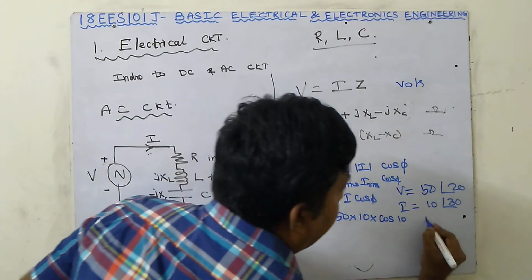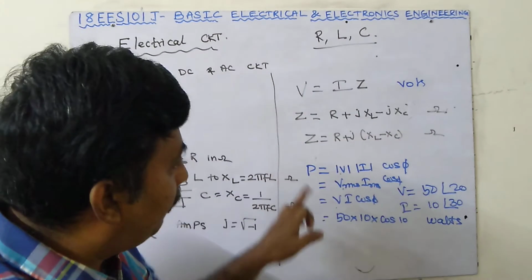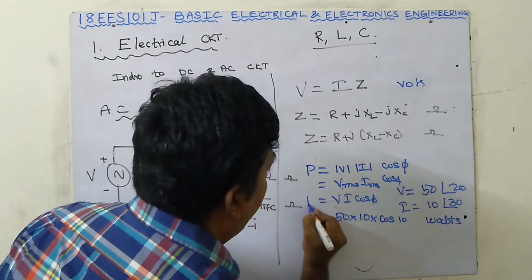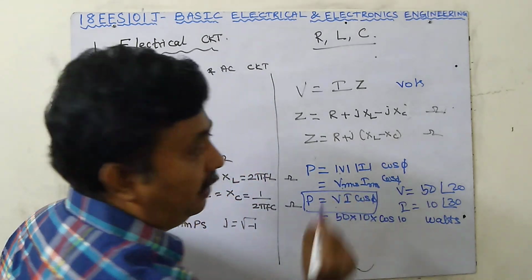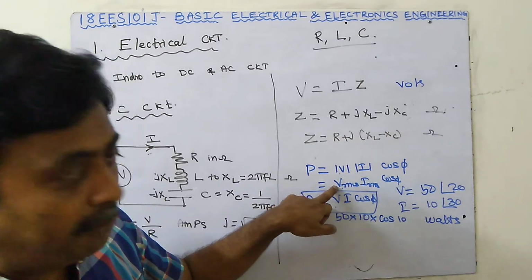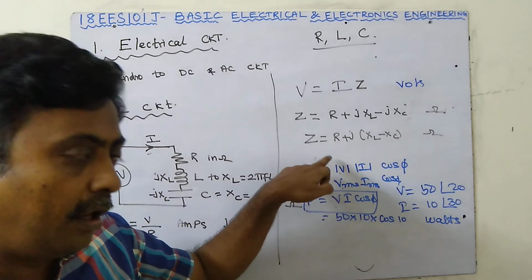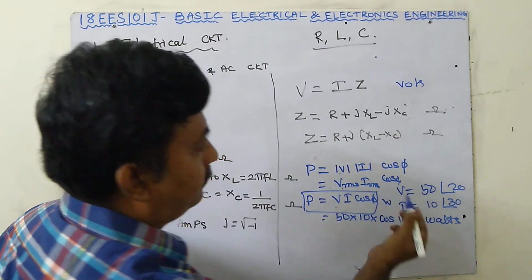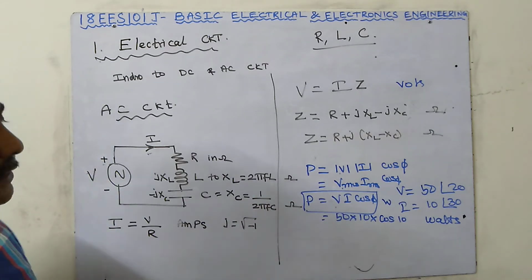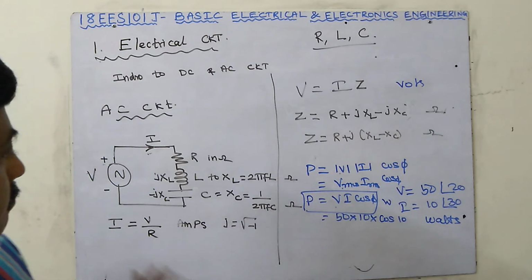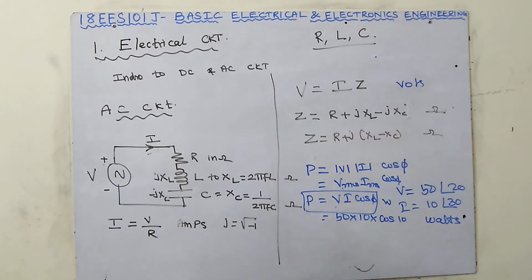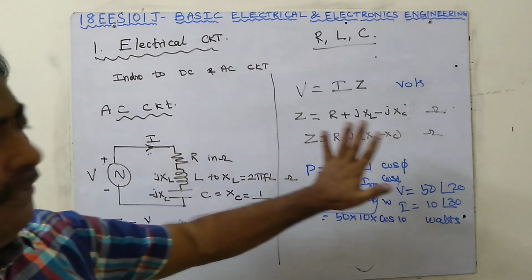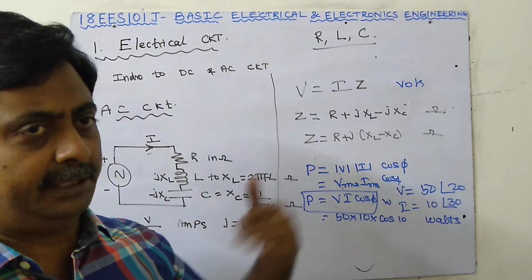The unit is watts. In DC, power equals only VI, but in AC, power equals VI cos phi. This is the actual formula, where V is sometimes called the RMS value, or sometimes the magnitude. All the words are the same, but I am simply writing VI cos phi. The unit is watts. This is about your AC circuits. Next we will see more about AC circuits. Everything we will do elaborately in the coming chapters, coming units.